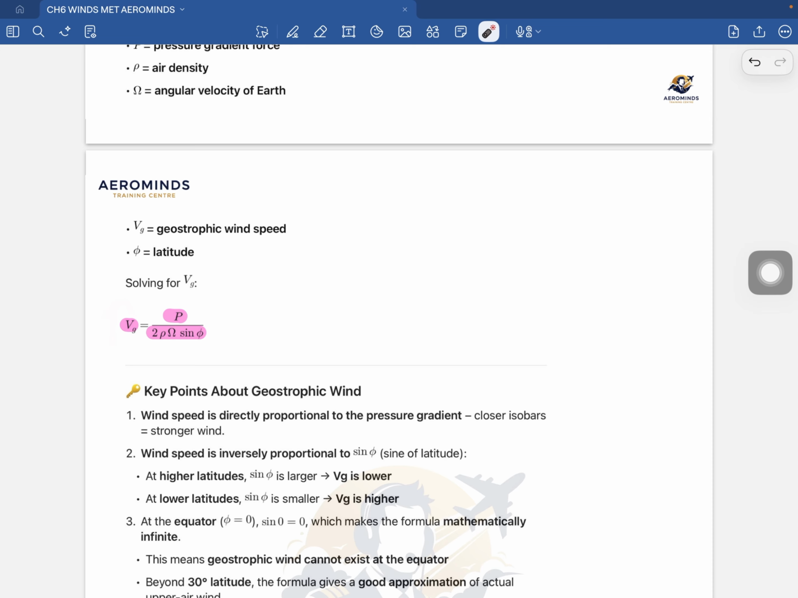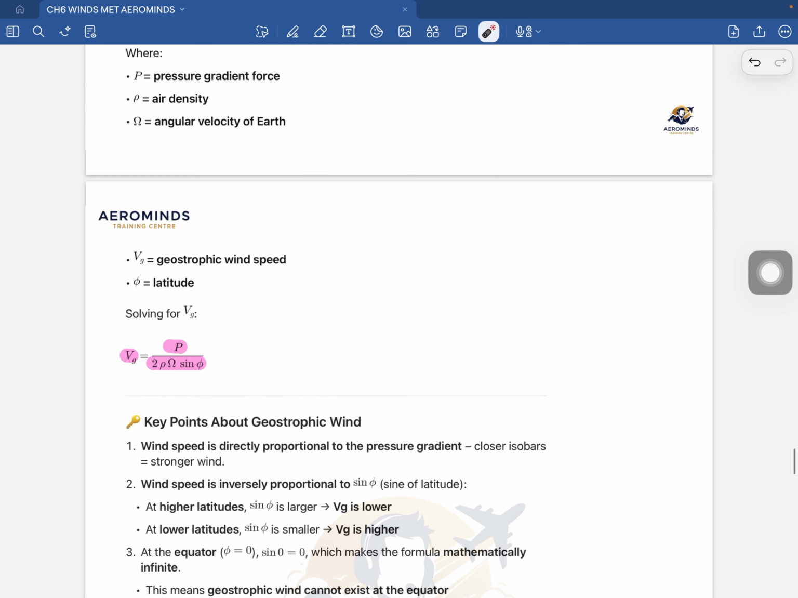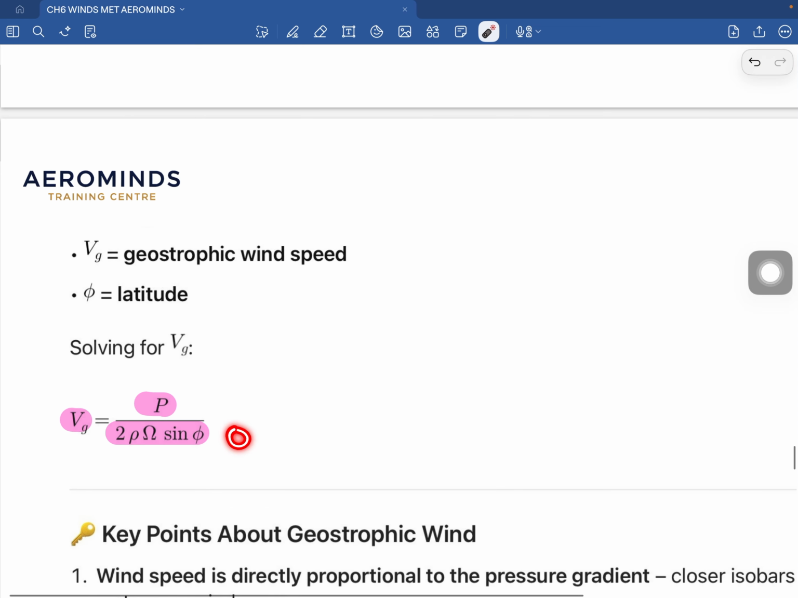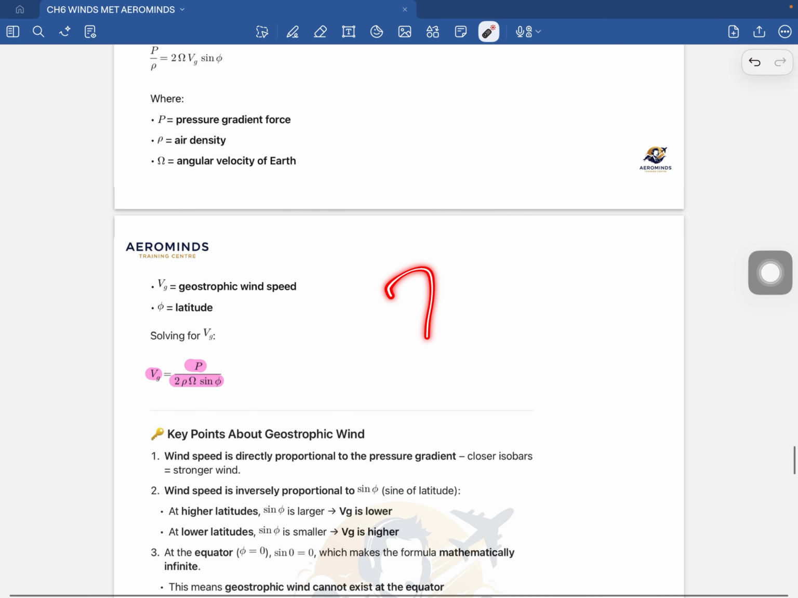Now remember, now comes a very important DGCA concept. At the equator, the latitude is 0 degrees. Sine 0 is 0. If you put 0 in the denominator, mathematically the wind speed will become infinite. Obviously infinite wind speed cannot exist. What does this mean physically? It means that the geostrophic wind cannot exist at the equator.